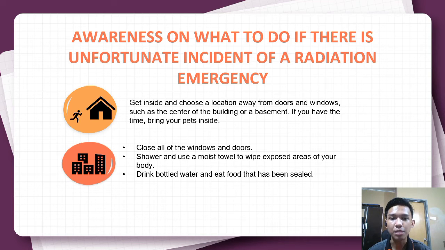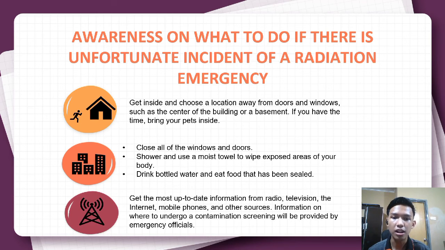The second step, we have to close all the windows and doors and make sure that we quickly shower and use a moist towel to wipe exposed areas of the body. And the important part is, we have to drink bottled water and eat food that has been sealed only. And the last step is, we have to get the most up-to-date information from the radio, television, the internet, mobile phones and other sources. Information on where to undergo contamination screening will be provided by the emergency officials.